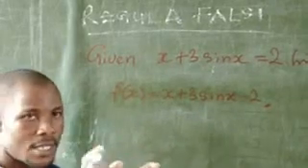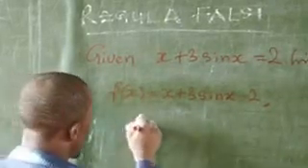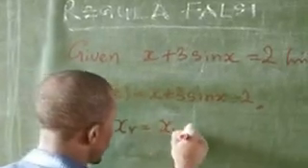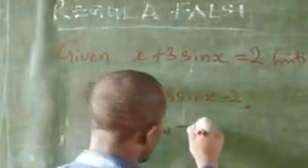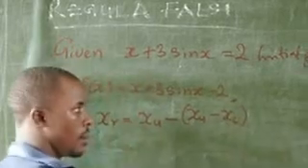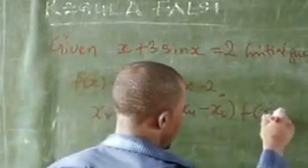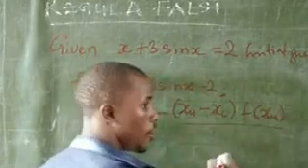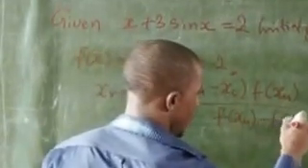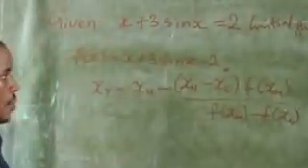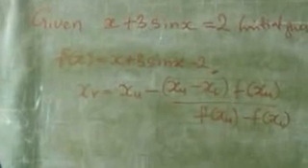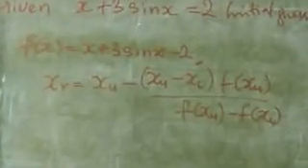Now, we will be using this particular formula. XR, that is the first one. XR equals XU minus XU minus XL times f of XU over f of XU minus f of XL. Note this formula. It's very important. How do we then use it?